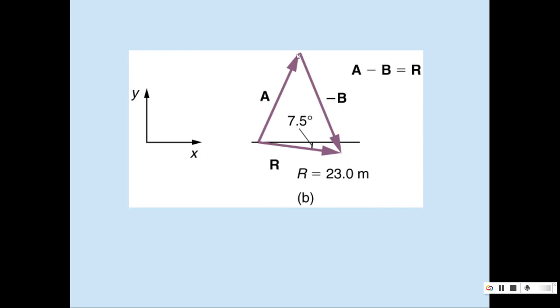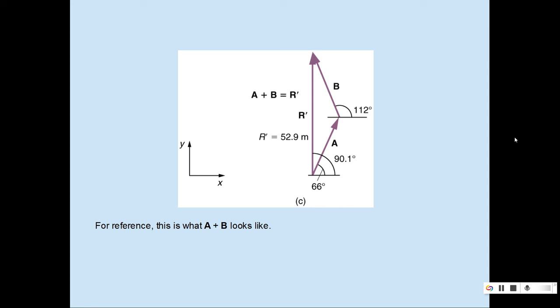Draw vector a, draw the vector negative b at the end of a, and we end up with something that looks like this. We have our resultant vector, 23 meters long, at an angle of 7.5 degrees below the x-axis. Of course, if you wanted to add a plus b, you could do that as well, and this is what that would look like. It's just the same as we had before. Instead, we still draw a out first, and instead of doing negative b, we just do positive b, and we get this resulting vector here, just like we had before.